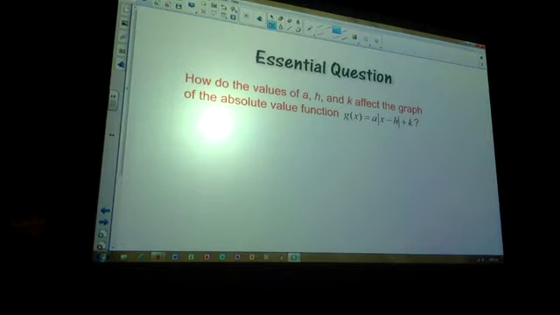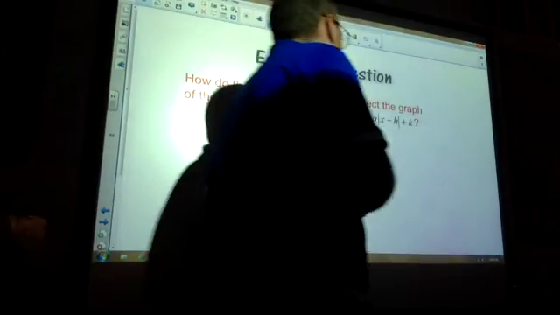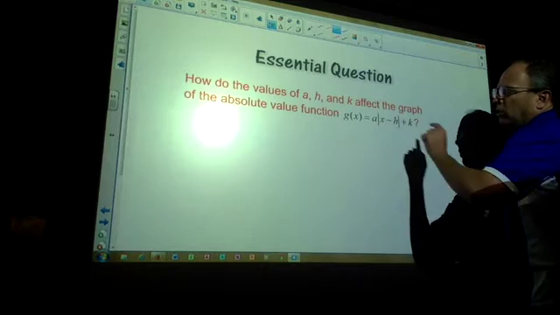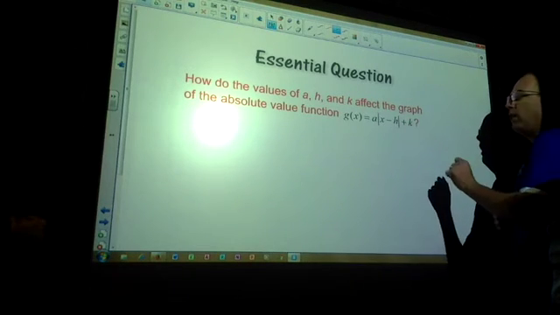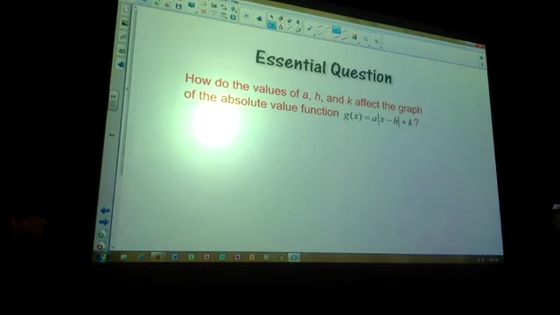So our general equation is g of x equals a times the absolute value of x minus h, plus k. How do the values of a, h, and k affect the graph of an absolute value function? We shouldn't know that yet. This is what we're going to get to. We are going to figure out what this a value does to an absolute value, what this h value does, and the k, as far as the graph goes.